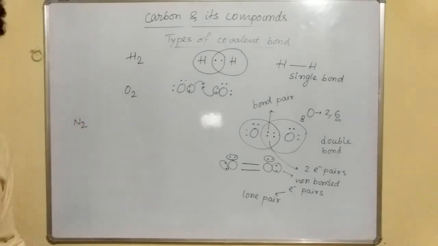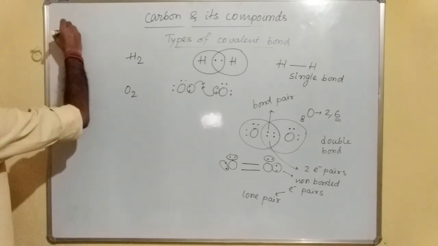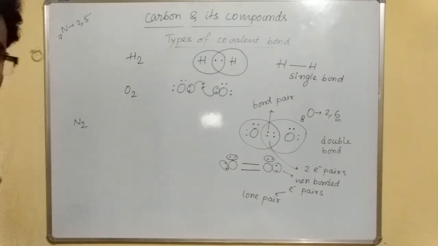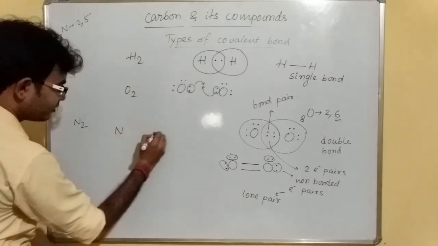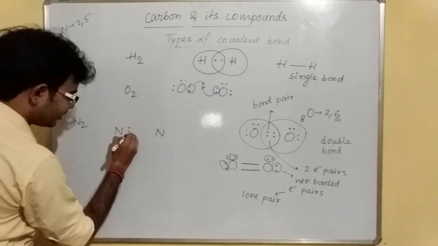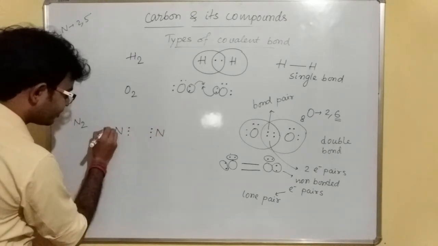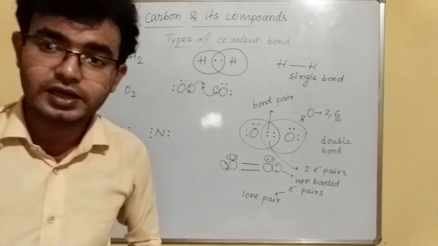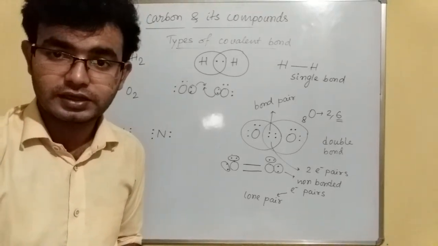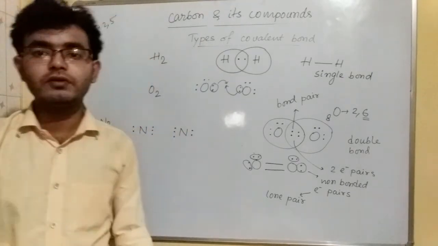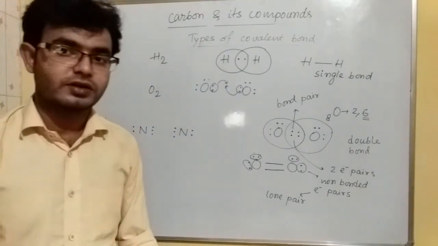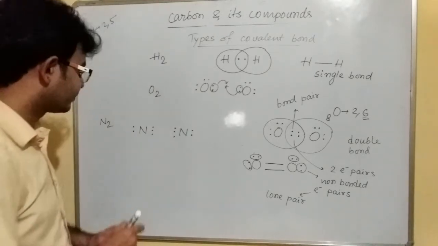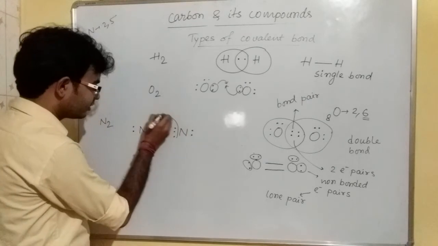Next I am writing here N2. Let me discuss the formation of N2. Now the atomic number of nitrogen is 7, electronic configuration 2,5. So one nitrogen contains 5 electrons. How many electrons are required for one nitrogen to fill its octet? That is 3. नाइट्रोजन के लास्ट में 5 इलेक्ट्रॉन है, इसको अगर 3 इलेक्ट्रॉन और मिल जाए तो इसका ऑक्टेट फिल हो जाएगा. So nitrogen will share 3 electrons.